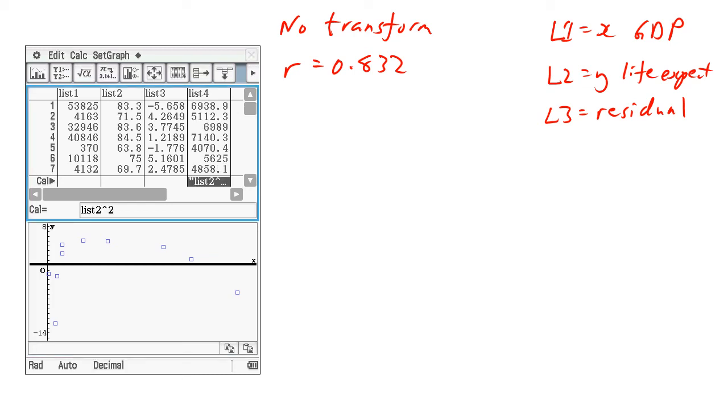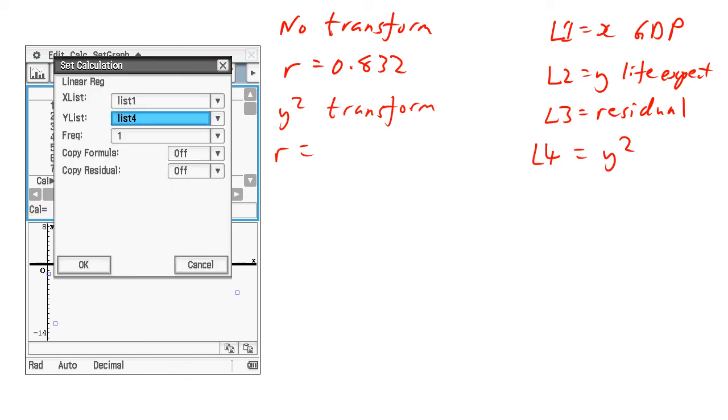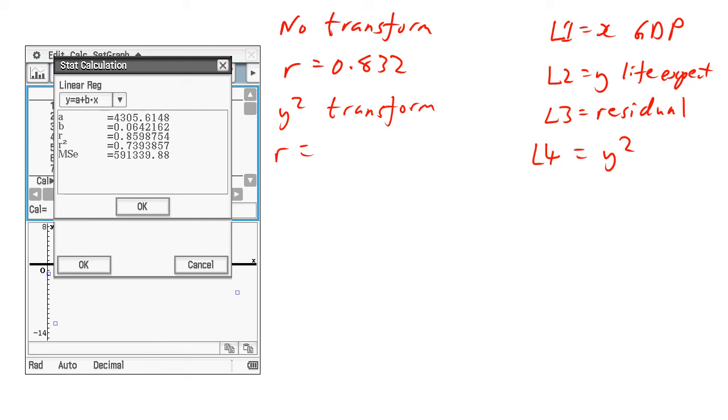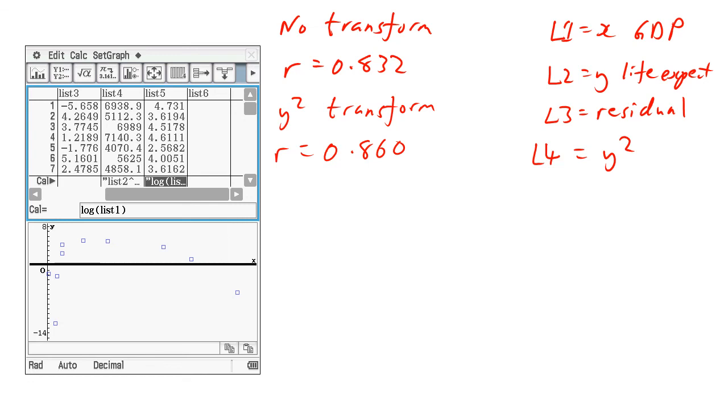Let's do our first transform. Again, you click at the bottom of list 4, cal appears, and we've done that. This list 4 is list 2 squared, so you can see that as actually y squared. So for our y squared transform, r equals list 1 versus list 4, and r equals 0.860. So we've got an improvement, not a huge improvement, but y squared is definitely the winner so far.